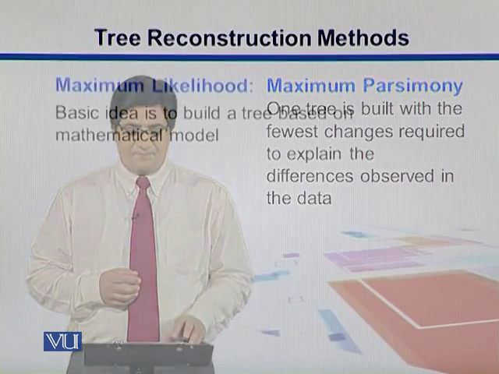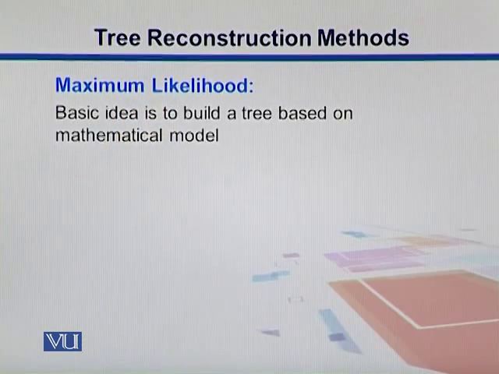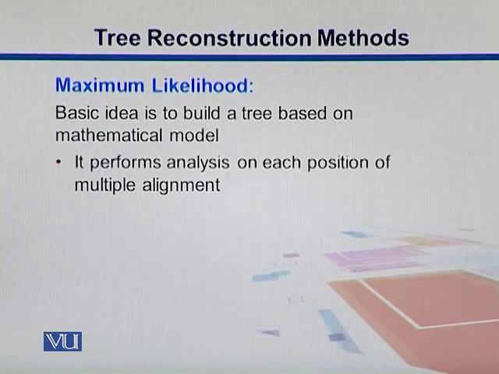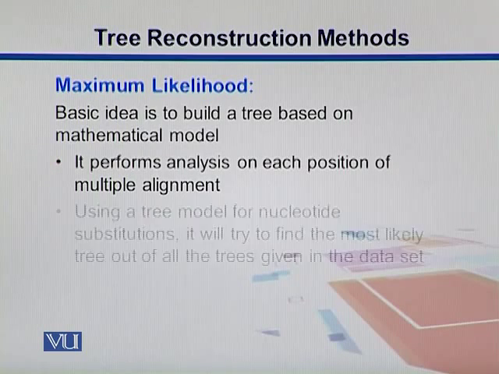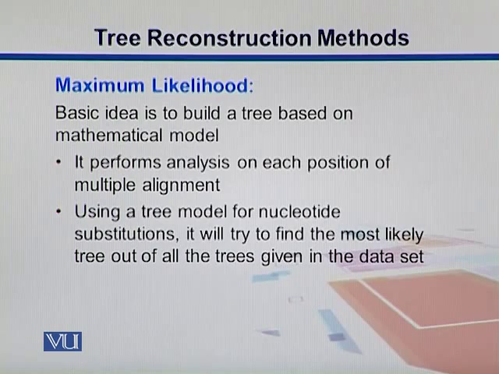So you should make the minimum changes in order to make that tree, and in this method the minimum changes are the good ones. Whereas in the maximum likelihood approach, the basic idea is to build a tree based upon some mathematical models. It performs analysis on each position of the alignment, and using a tree model for nucleotide substitutions, it will try to find the most likely tree out of all trees given in a data set.